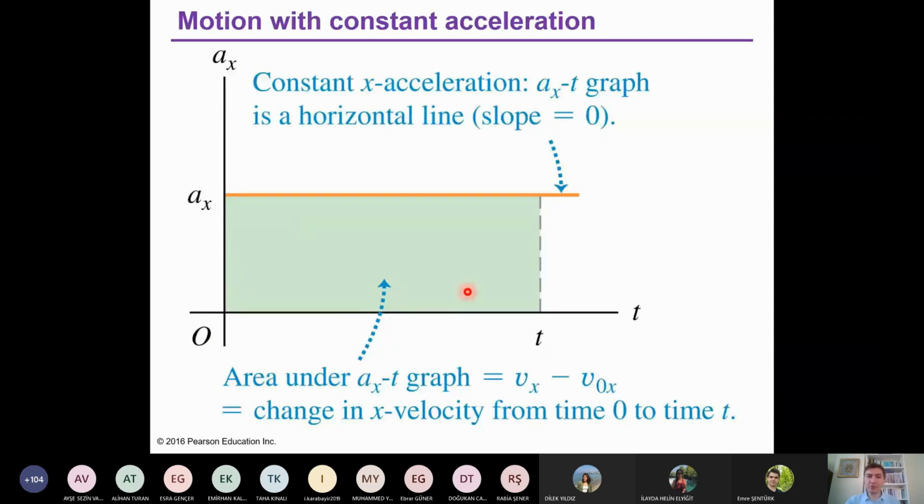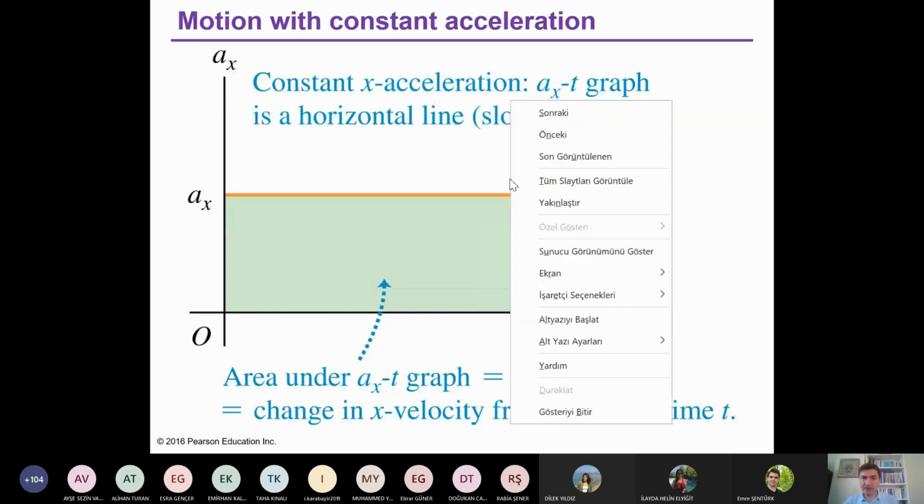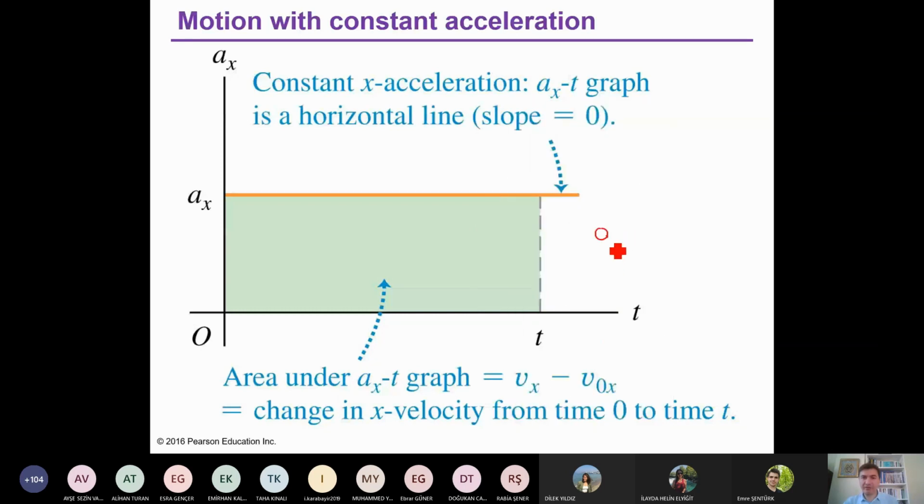Let me remind you the formula from the last lecture. What was the average x acceleration? Average x acceleration is given by delta vx over delta t, right? We have done it during the last lecture. What is the meaning of that? Vx is the final velocity of the particle here when the time is t. V0x is the initial velocity of the particle when the time is 0. And here we have delta t. Since the initial time is 0, I can write here just t.